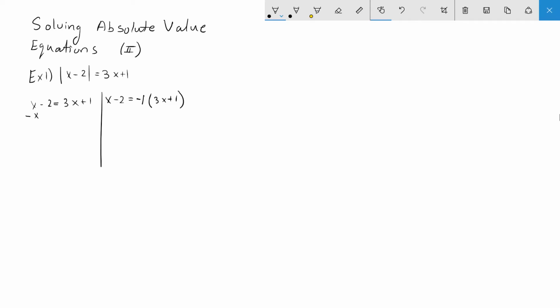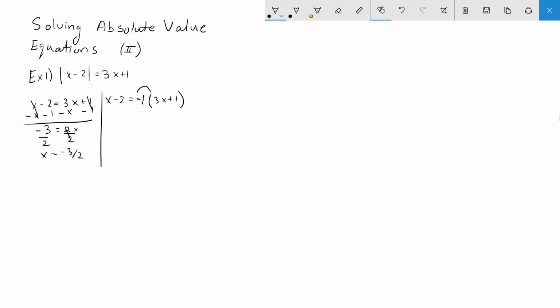Let's subtract x on both sides, and let's subtract 1 on both sides. This cancels out, this cancels out, so we have minus 3 is equal to 2x. Divide by 2 on both sides, and x is equal to negative 3 over 2. Alright, let's get the other side done.